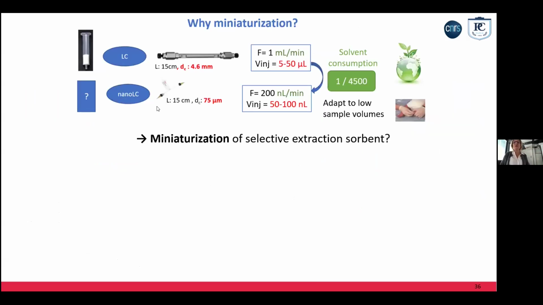So now I will finish with some slides on miniaturization. I want to decrease the size of my sample, so I have to decrease the size of my device to treat the sample. This is particularly interesting because now we have new instruments in our lab, such as nanoliquid chromatography. With nanoliquid chromatography, we work on columns with very small diameter. That means we are able to make analyses with a very small amount of organic solvent. We are decreasing by a factor of more than 4,000 the amount of solvent required for one analysis.